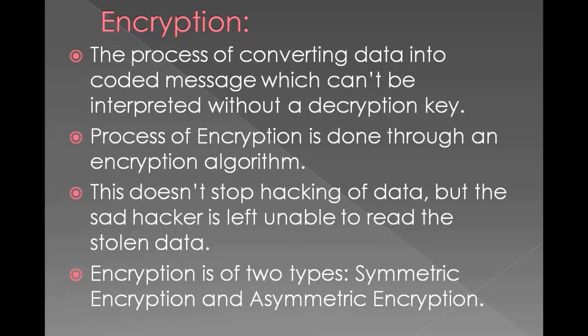Encryption works just like a lock. You take your documents, your data, your information, and then you put a lock on it. And unless and until you have the key to that lock, you cannot access those documents or read those documents. The process of encryption is done through an encryption algorithm. This doesn't stop hacking of data, but the hacker is left unable to read the stolen data. Encryption is of two types: symmetric encryption and asymmetric encryption.